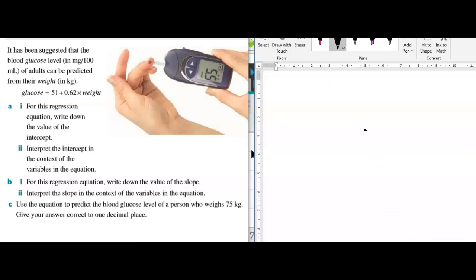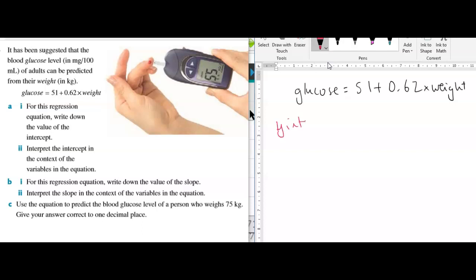In question 4, it has been suggested that the blood glucose level of adults can be predicted from their weight. Oh, we did this before, didn't we? Interesting. 51 plus 0.62 times weight. For this regression equation, write down the value of the intercept. Remember, your intercept is your constant. So your y-intercept is equal to 51, and then we need to interpret it in the context of this problem.